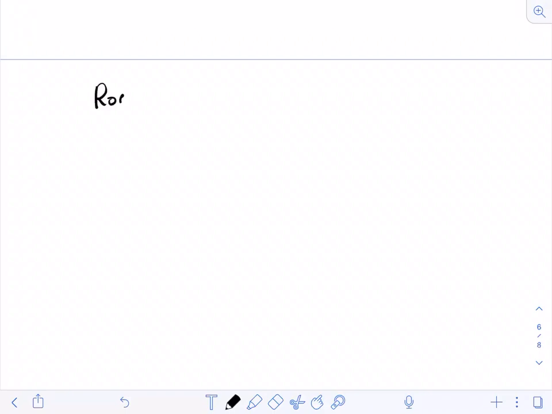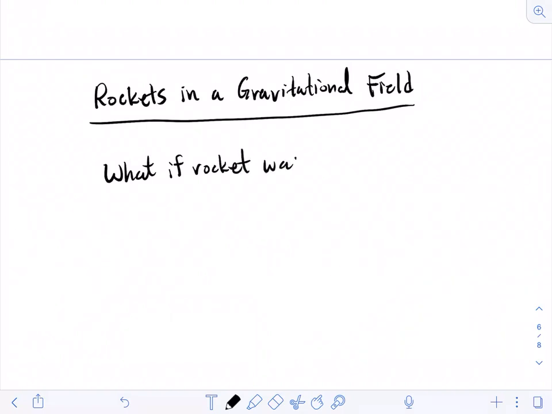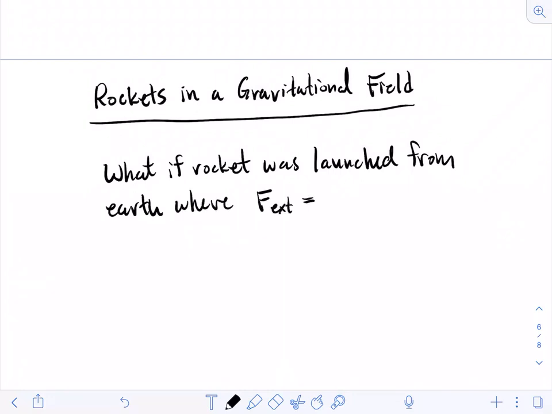Okay, I want to do one other thing in this video, and I want to consider rockets in a gravitational field. In this last example, we had a rocket in deep space, and we said F external was going to be 0. So now we're going to have some non-zero F external. What if our rocket was launched from Earth, where F external has a magnitude equal to mg?